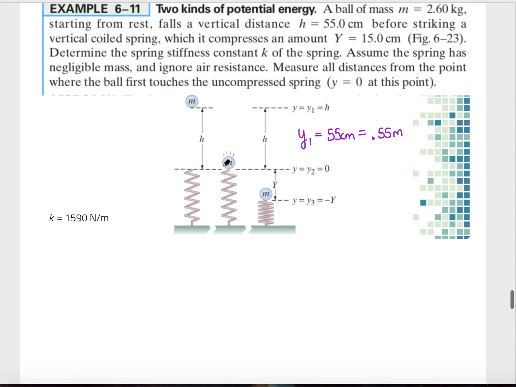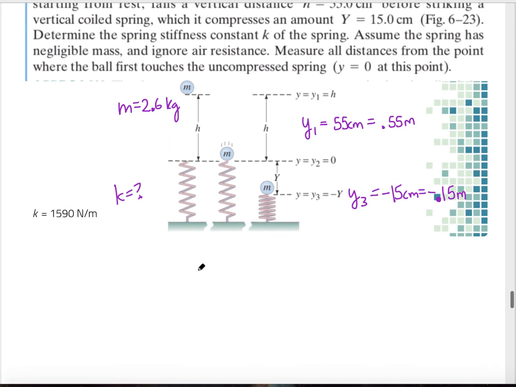Now, it strikes a coiled spring, which compresses it an additional 15 centimeters. So we're going to say that y3, as it's labeled here, is negative 15 centimeters, or we can write that as negative 0.15 meters. Sorry if you can't see the point. There we go. And we want to determine k for this. The ball itself has a mass m, which is given as 2.6 kilograms. Now we want to go through our conservation of energy to determine this spring constant k.